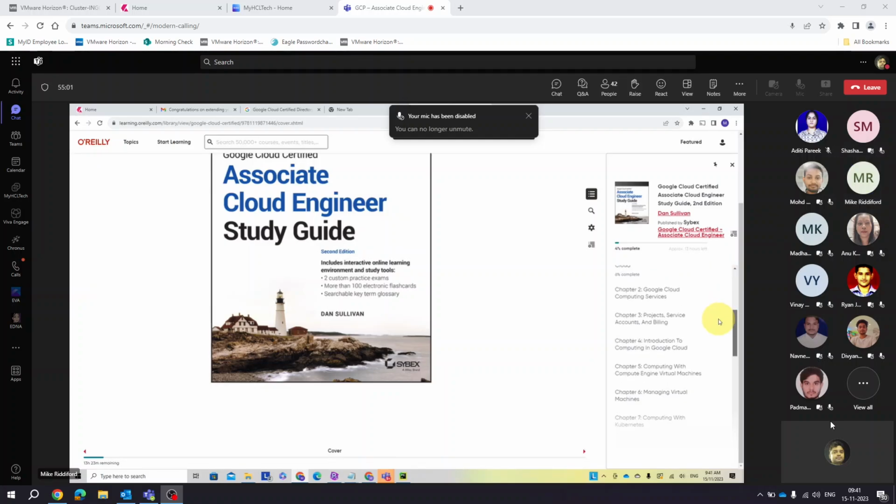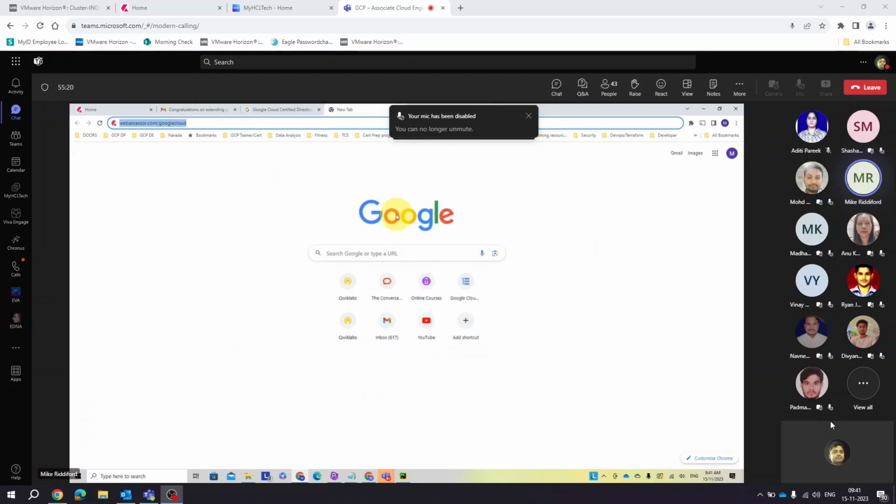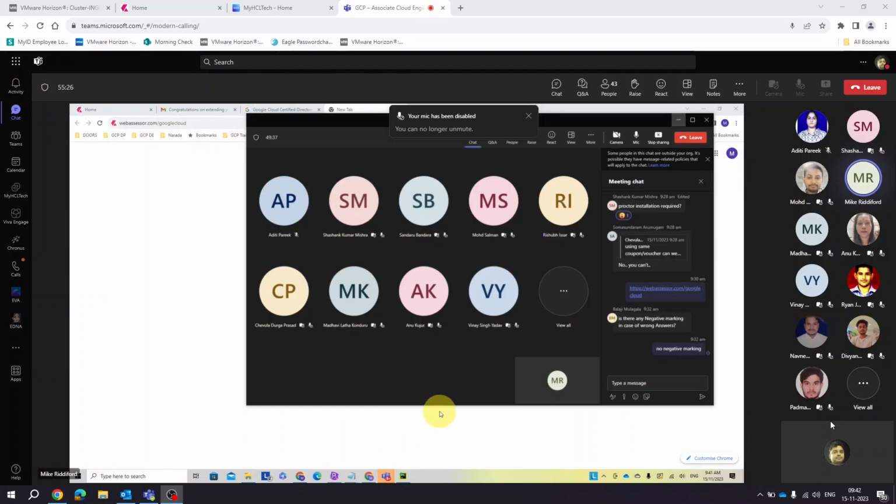You'll see that basically they have chapters on compute services, project service and billing. So this is quite a handy resource, right? If you have access to O'Reilly, you can also buy it, of course, or your employer can buy it, but you may be able to access it through the O'Reilly subscription, right? So that can be a helpful resource as well.